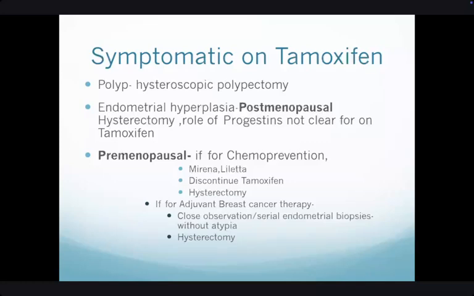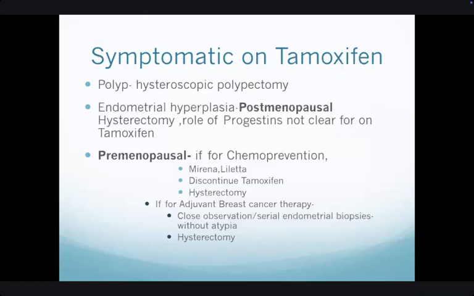The role of progestin is not clear for postmenopausal women on tamoxifen. Then in women who are premenopausal and on tamoxifen for chemoprevention, there is a role for progestin. You can give them Mirena or Provera, discontinue tamoxifen, and offer hysterectomy if they've completed their family.